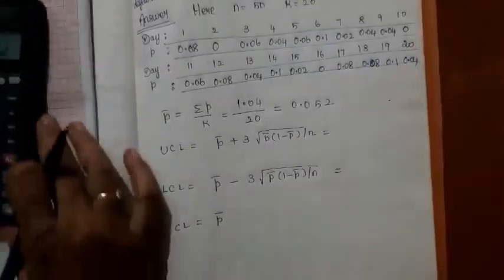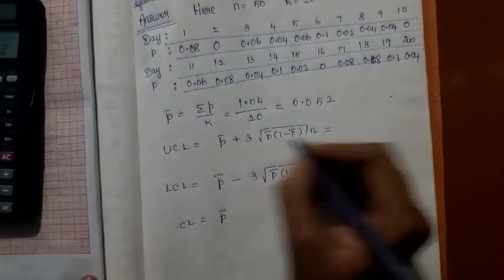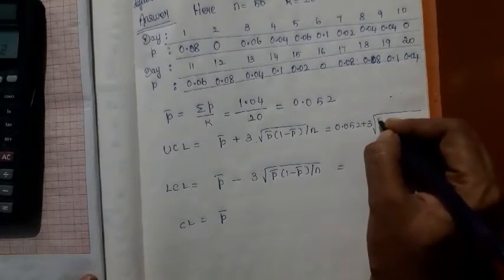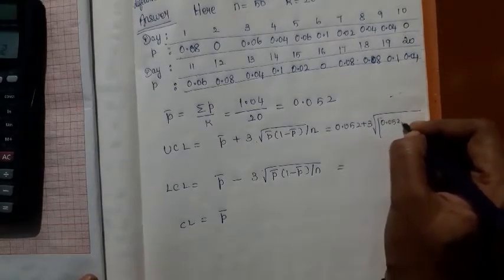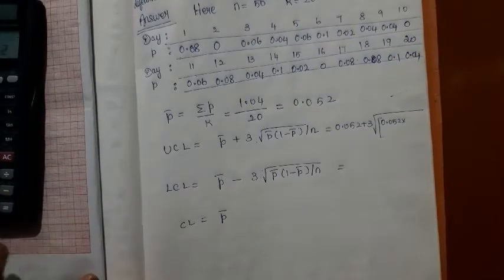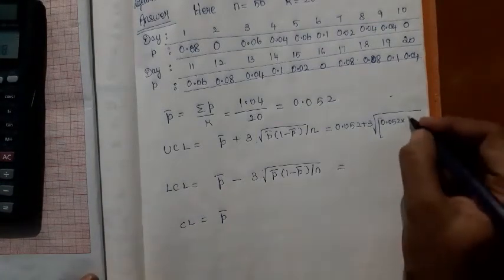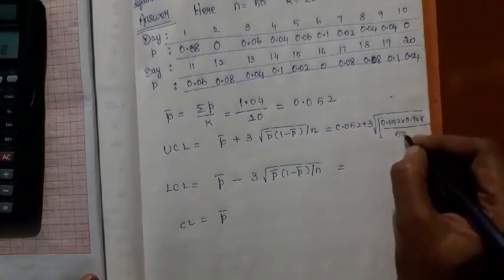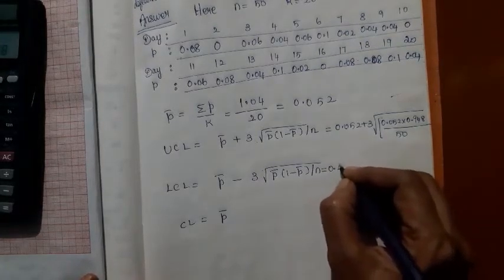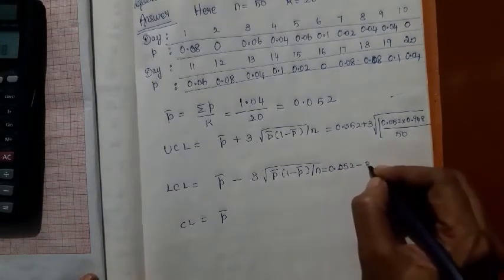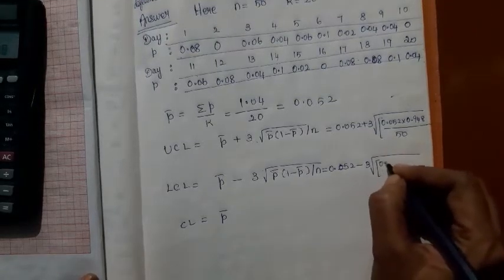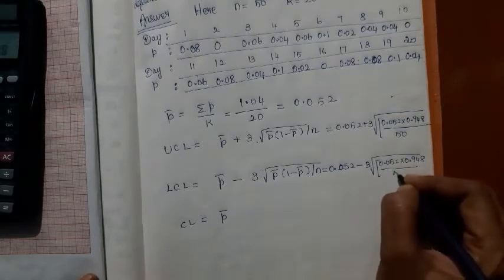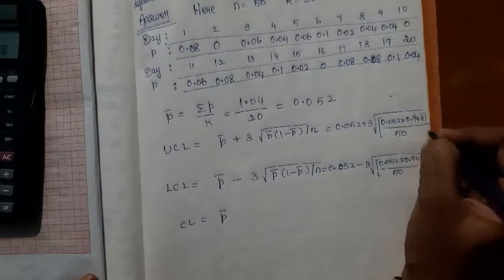Now the upper control limit is P bar plus 3 into square root of P bar into 1 minus P bar by n. That is 0.052 plus 3 into square root of 0.052 into 1 minus 0.052, which is 0.948, divided by n, which is 50. Similarly, you should do it here: 0.052 minus 3 into square root of 0.052 into 1 minus 0.052 divided by 50.